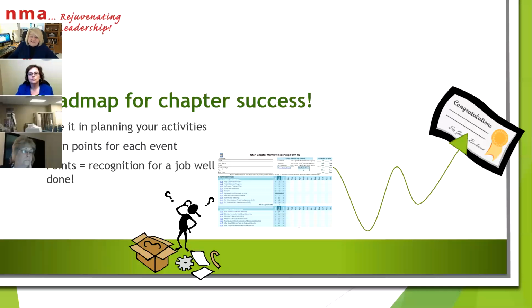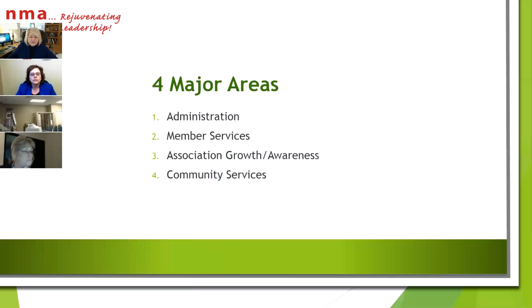The R1 is divided into 4 major categories. Those categories are administration, which consists of chapter management and your chapter board of directors. Member services has 6 categories. That's the B that I was telling you about a while ago, and it consists of professional development, membership and meetings, communications, member relations, NMA national and area and council activities, and the Certified Manager Program.